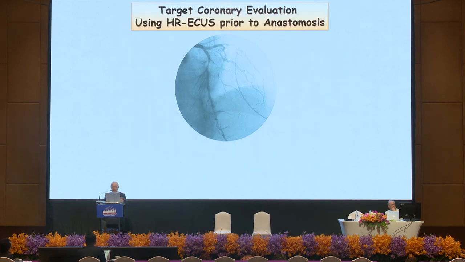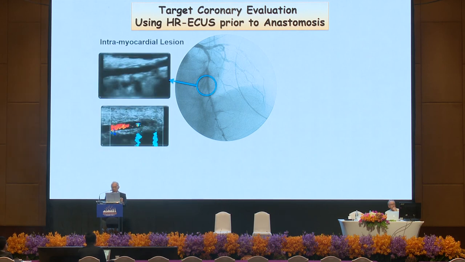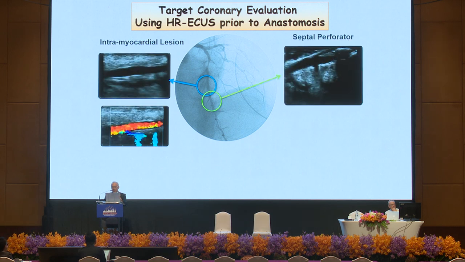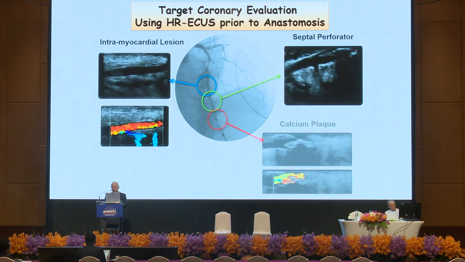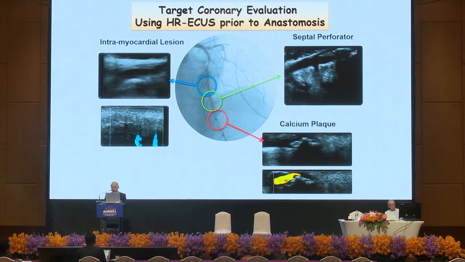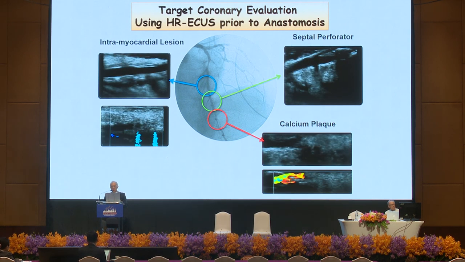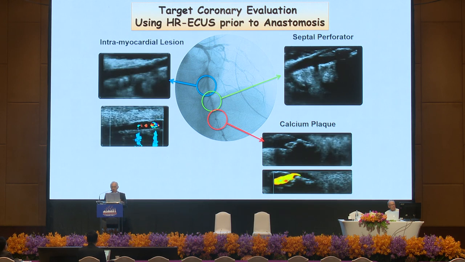And before starting the anastomosis, I scan the target coronary artery. In this portion, the angiogram shows maybe intramyocardium, but if I scan it, I can find the depth of the coronary artery. And in this portion, I can recognize where the septal perforator is. And in this portion, there is a calcium plaque on the distal. So this kind of information you can get at the time of the operation.